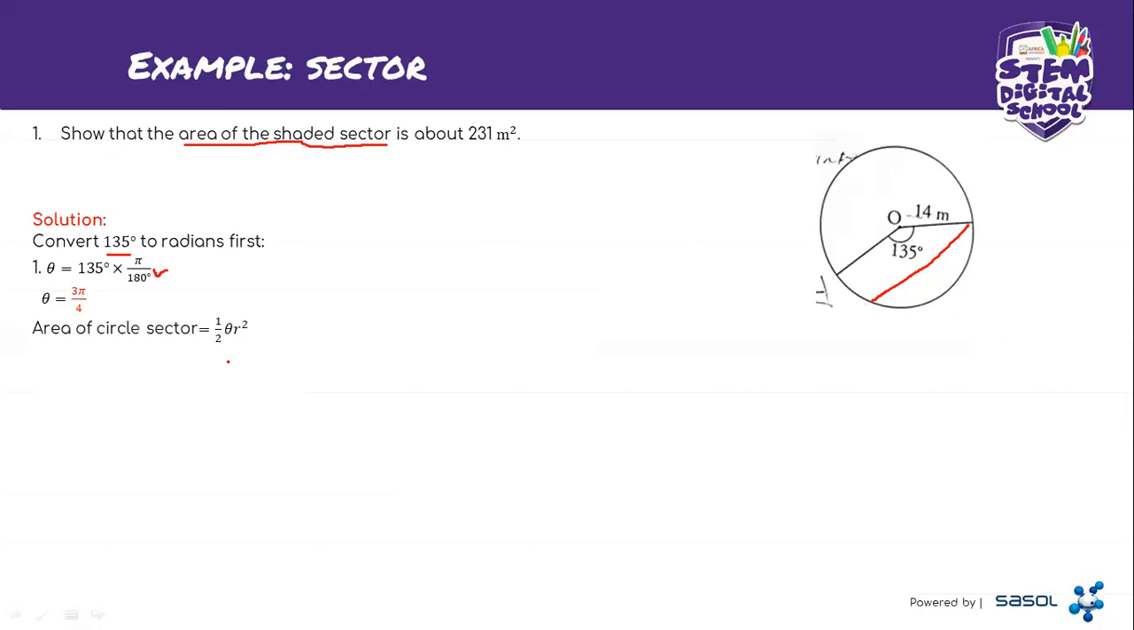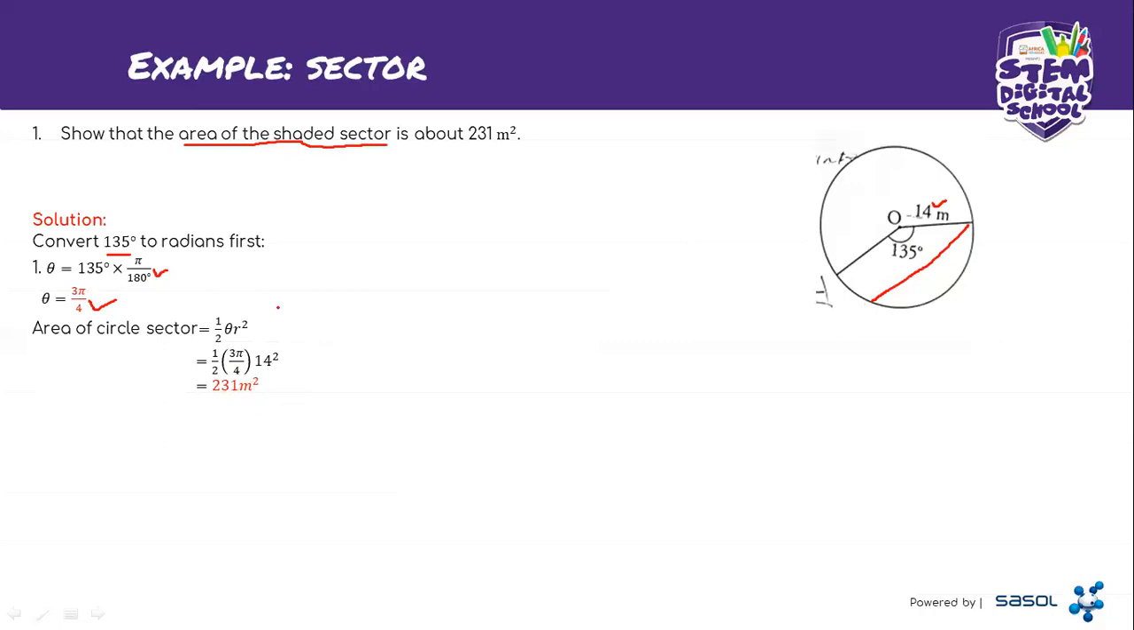Now you write the formula. You remember the formula for the area of a circle sector is 1/2 theta multiplied by r squared. Then we have to know our theta. Remember our theta is 3 pi over 4. And then we have r, the radius. In this case, we can see our radius is 14 meters. Then the second step, we substitute our theta and radius, and then you just press your calculator. Yes, we have just shown that the area of the sector is equal to 231 meters squared. So our calculation is very correct.